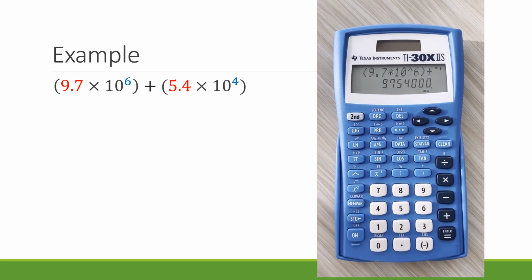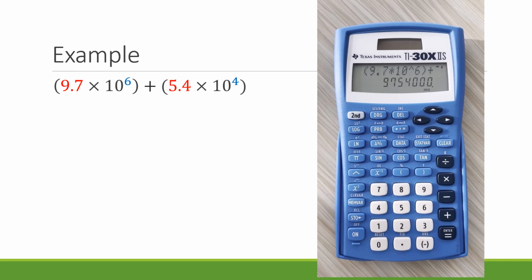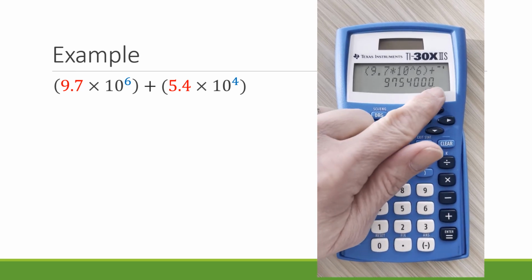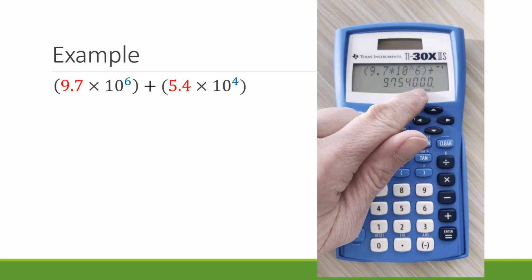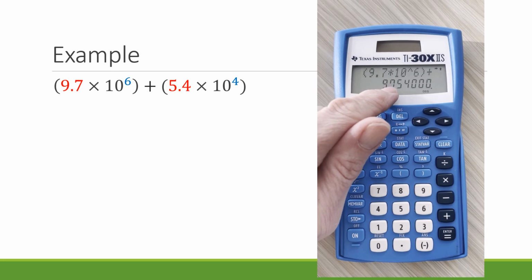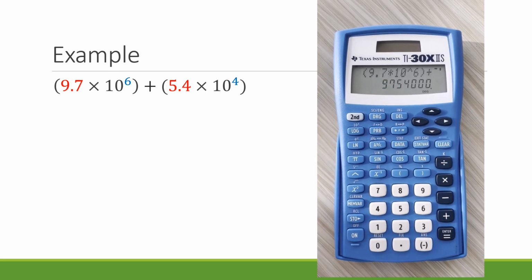If I press equals, I have to convert this. So this is standard form, write that next to standard form, but I'm gonna have to move the decimal 1, 2, 3, 4, 5, 6 times. So 9.754 times 10 to the 6th.